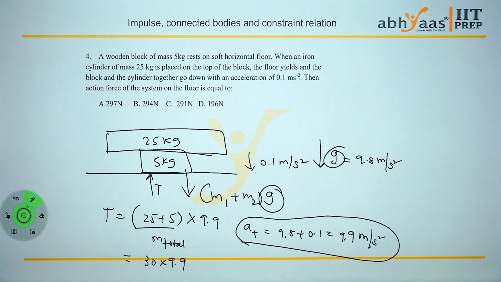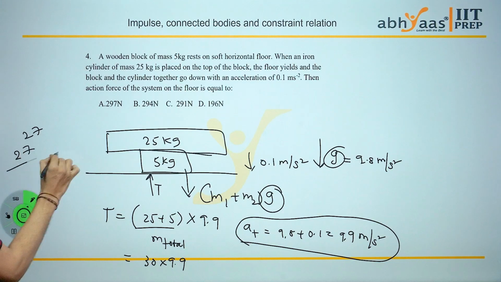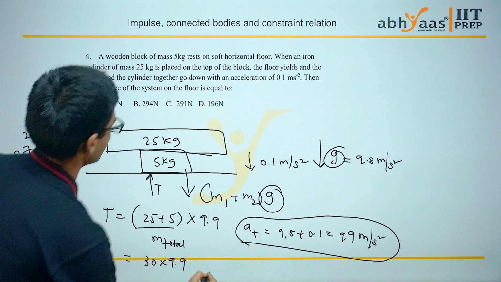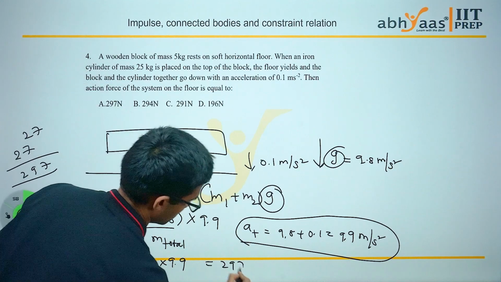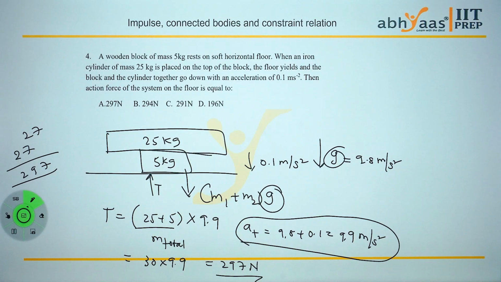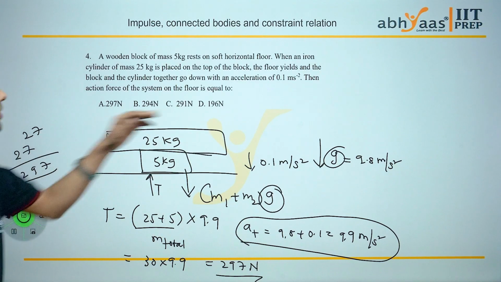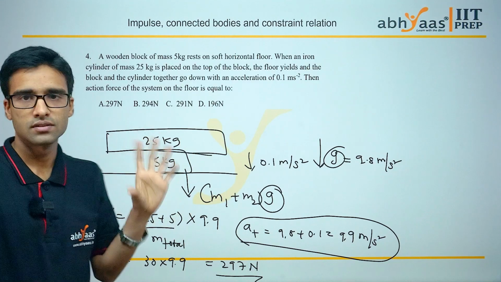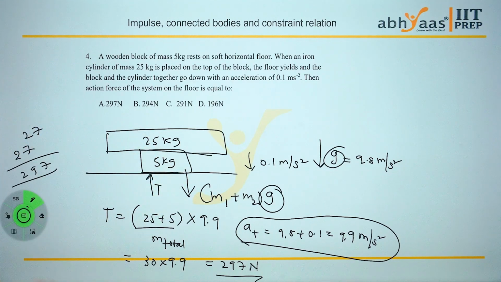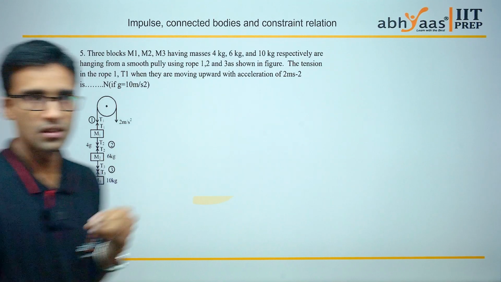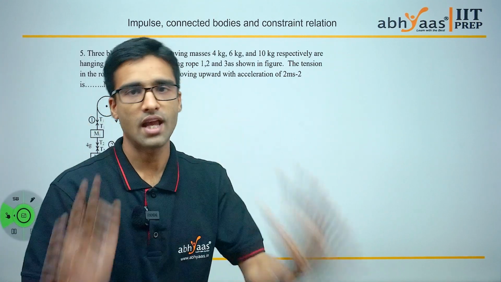I'll tell you how to calculate. 9 3 is 27. So what is the answer? 297. The answer is 297 newtons. This is the action force, the action force of the system on the floor. Simple questions. We can easily get the answers just by doing simple calculations.